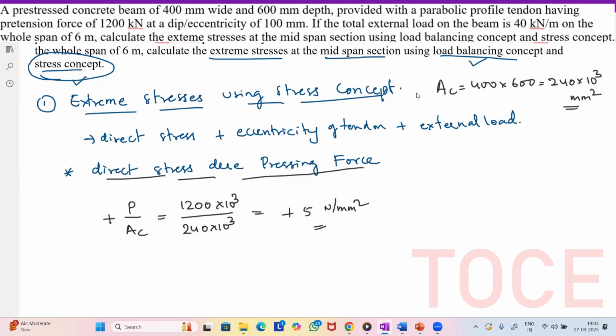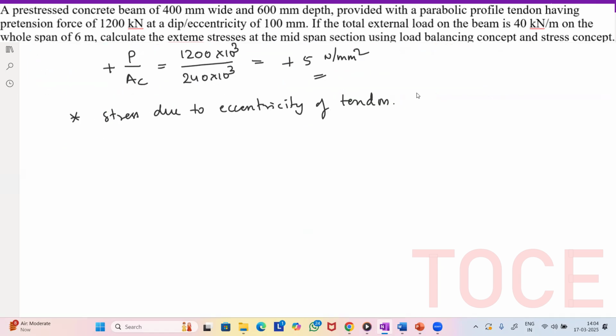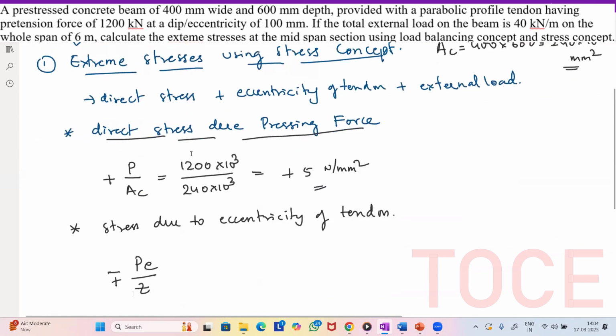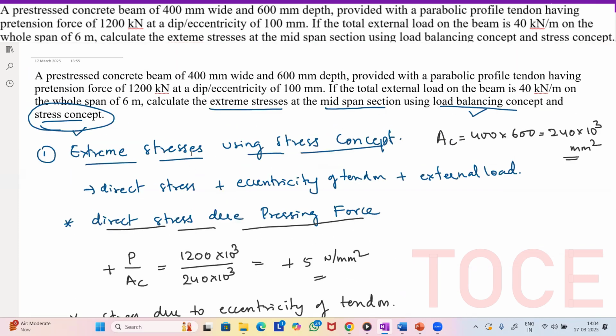Okay, and now let us calculate the stress due to the eccentricity of the tendon. For this, the formula is minus or plus PE by section modulus. Minus, because due to the tendon profile, we'll get minus above the neutral axis and plus below the neutral axis. So here it is a parabolic tendon.